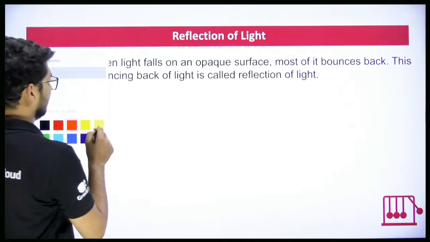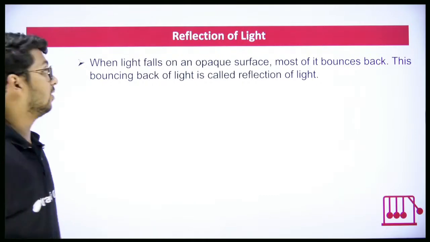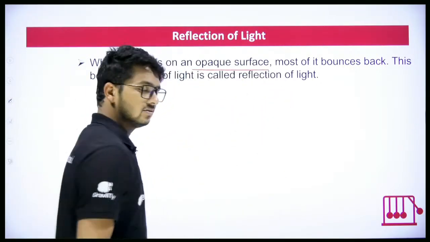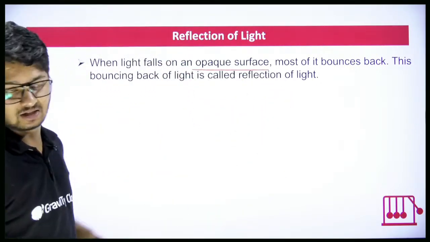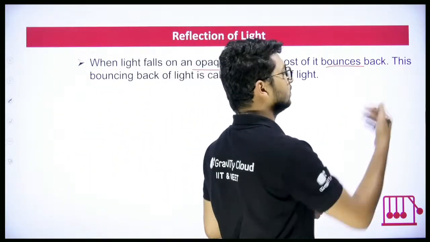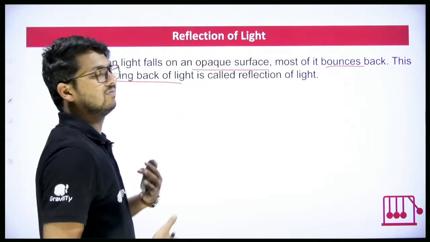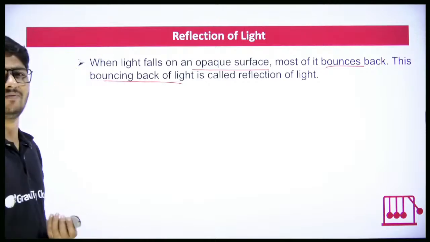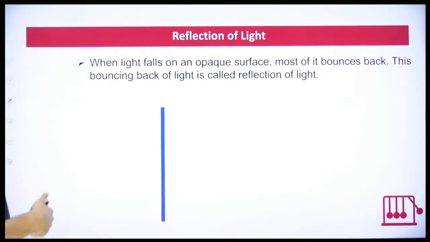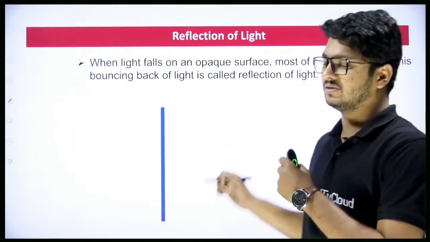So here, first of all, what is reflection? Whenever light falls on an opaque surface, not any other surface, most of the light bounces back, it goes back. And this phenomenon, this bouncing back of light, is called reflection of light. For example, just look at this. We'll first compare reflection of light with something.